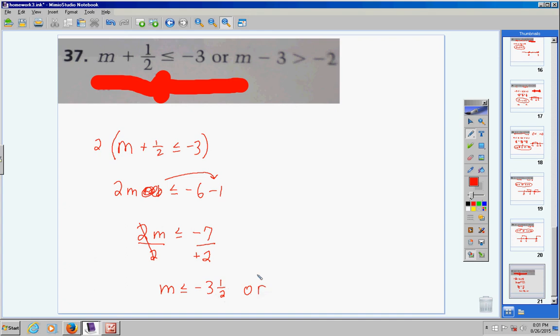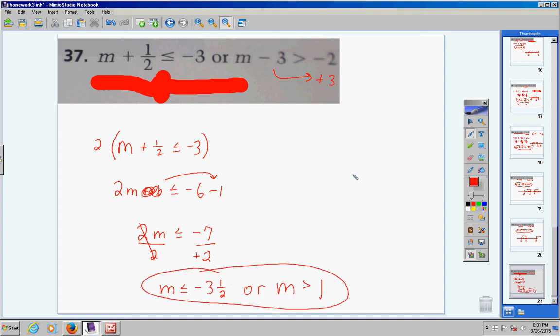We're almost finished, okay? Now let's come over here. This one's a lot easier. Simply bring the 3 over and make it a positive 3. And I'm left with m is greater than, well, you have $3. You pay off a $2 debt. You're left with 1. So m is greater than 1. So there is your entire answer.